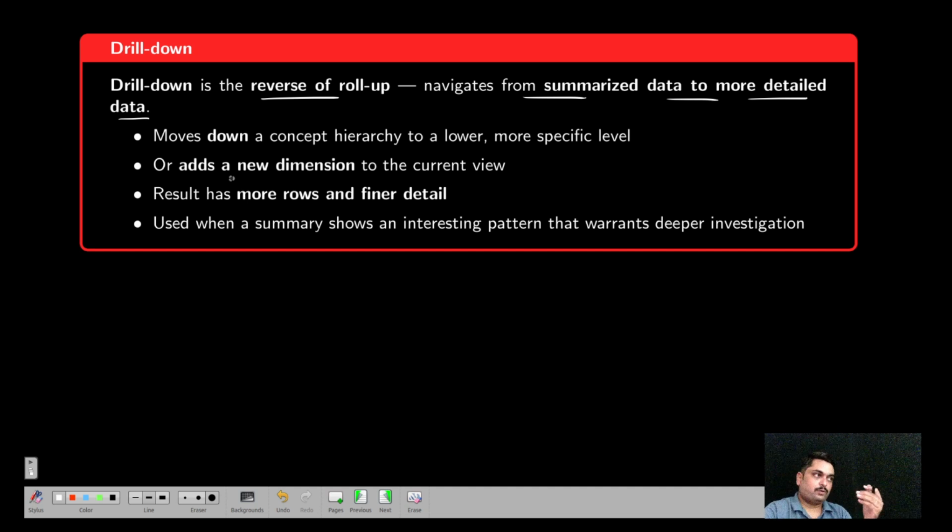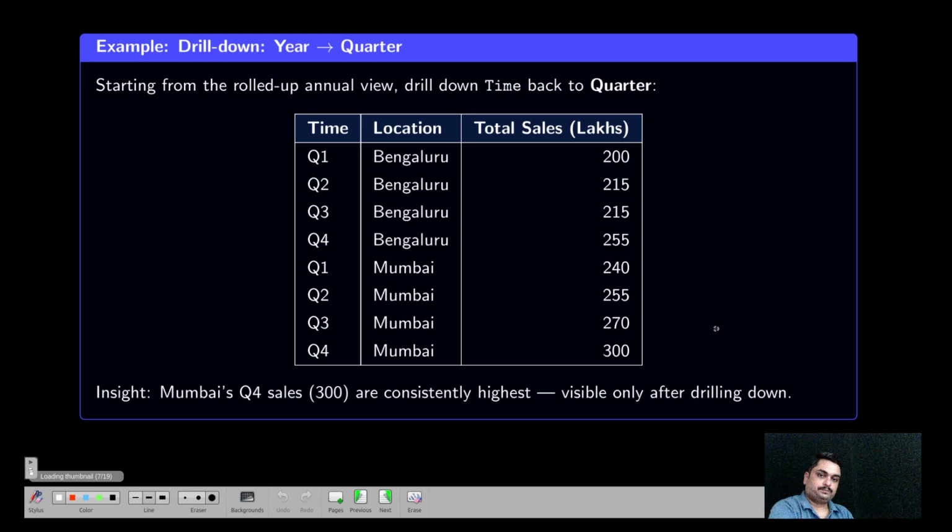So that is moving in the concept hierarchy from top to bottom, or it can also be adding a new dimension. The result has more rows and finer detail. It is the opposite of roll up. It is used when a summary shows an interesting pattern that warrants deeper investigation. When from the overview at the top level I get some interesting patterns, I want to go in depth and understand why it is happening. So in that case, we will go for the drill down approach.